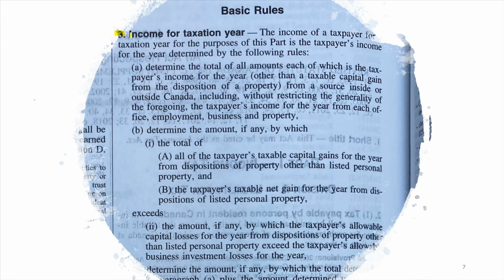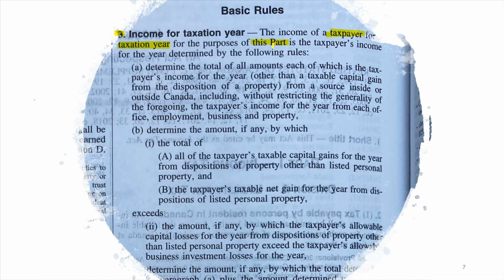Section 3, Income for Taxation Year. The income of a taxpayer. For our purposes, this will be an individual. The income of a taxpayer for a taxation year. For now, we will consider this to be a calendar year. For now. For the purposes of this part, if you're using a physical book, you can let your eyes go to the top of the page and you'll see where it says Part 1.